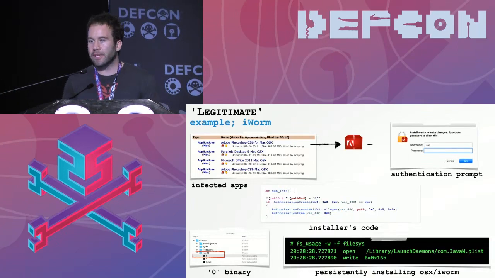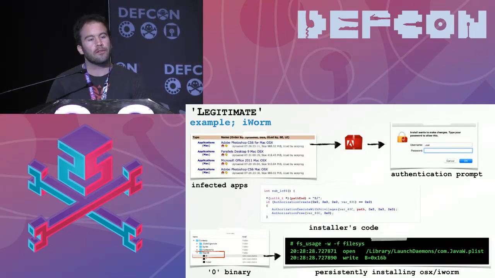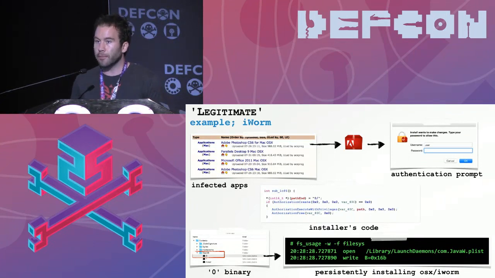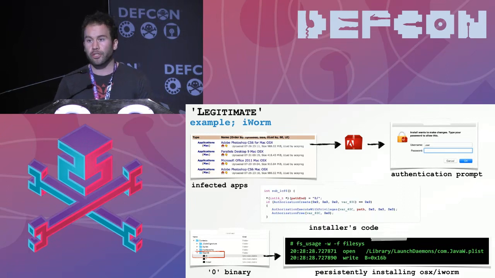So here's an example of a piece of malware that actually does this, iWorm. iWorm was distributed via cracked applications on Pirate Bay. So users think that they would be getting, for example, a copy of Photoshop, and they would, but it would also be packaged with iWorm.